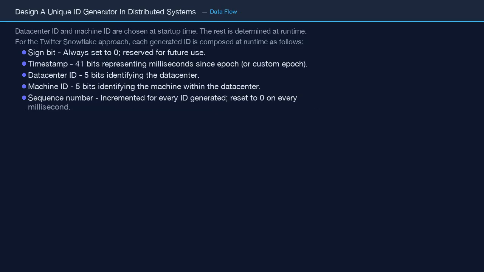Let's walk through the data flow. 2 pieces of information are decided up front, at startup time, the data center ID and the machine ID. Everything else gets figured out on the fly, at runtime, each time a new ID needs to be generated. So let's go through how each part of the ID is composed at runtime.